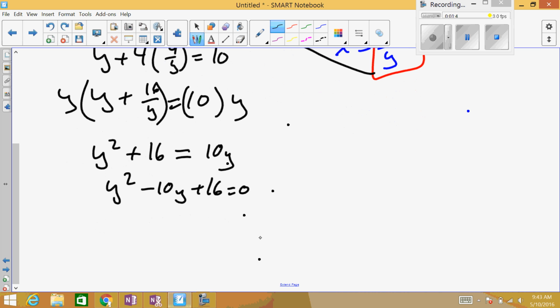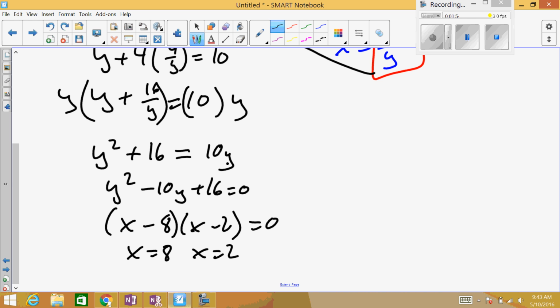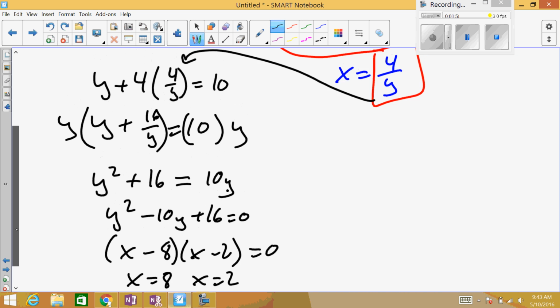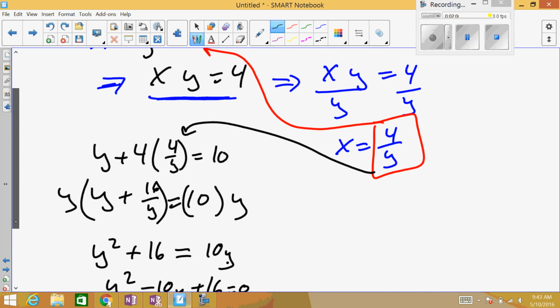And either I can try to factor or I can try to use the quadratic formula. It looks like this one factors nice. (x minus 8)(x minus 2) equals 0. So that means x could be 8 or x could be 2. So I've got two possibilities for x, so that means I need to go back to my equations and match those and see what y would be.